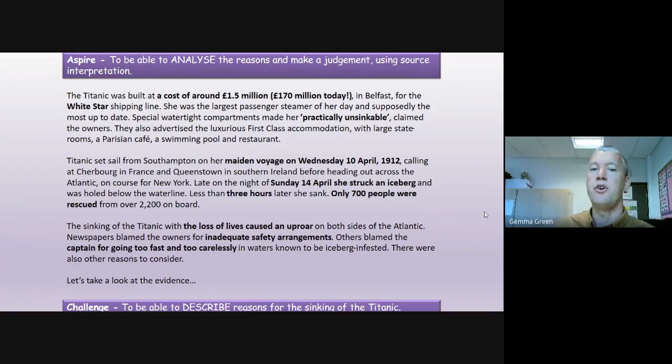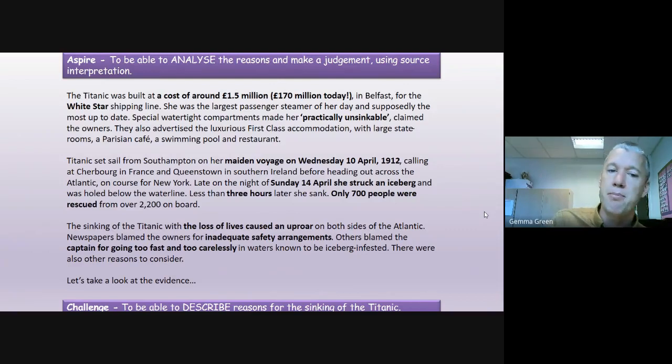They also advertised the luxurious first-class accommodation, which we looked at on the first slide, those big stately, impressive rooms, but it also had things like a Parisian cafe, a posh cafe as if it was set in Paris. It had a swimming pool, it had a restaurant, and it also had games rooms, with things like snooker tables, and I'm sure there was a small tennis court. These were big, impressive things to show off that it was never going to sink, and people could be safe and do these things.